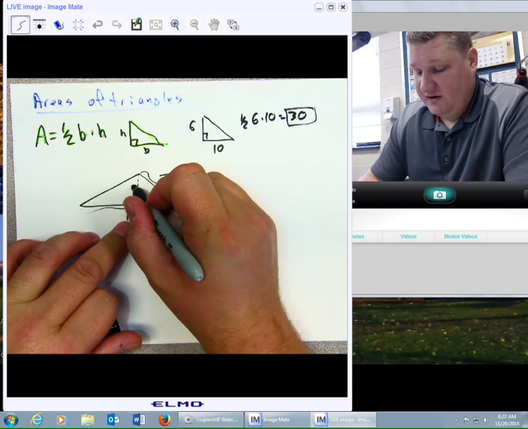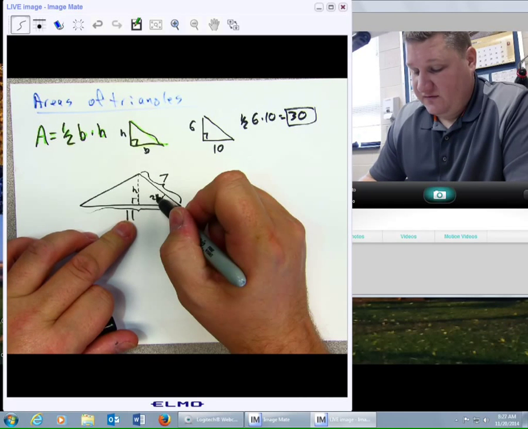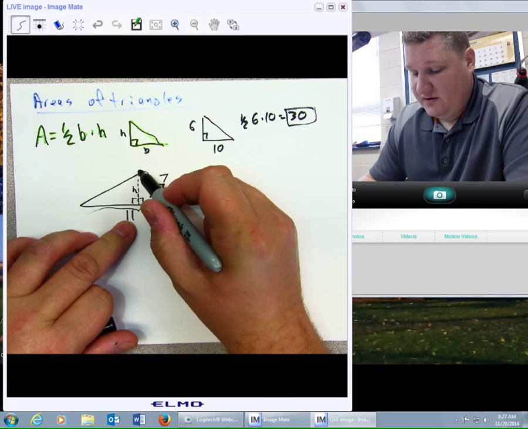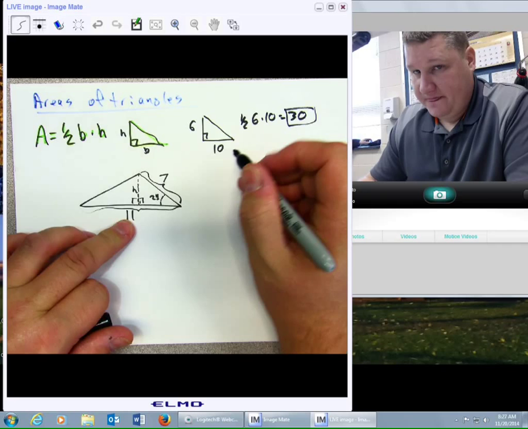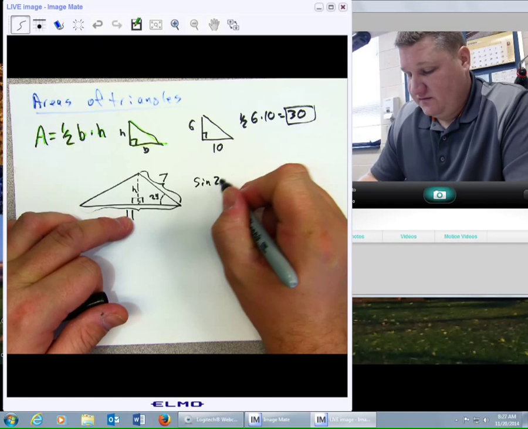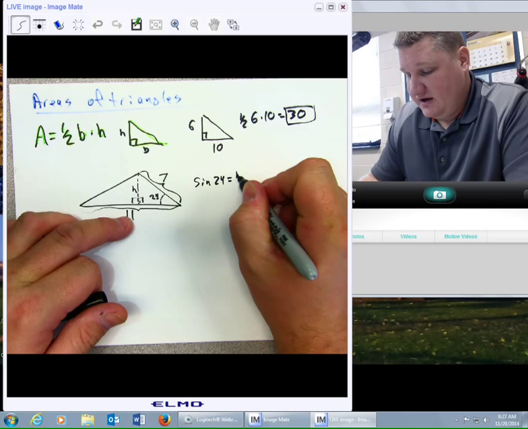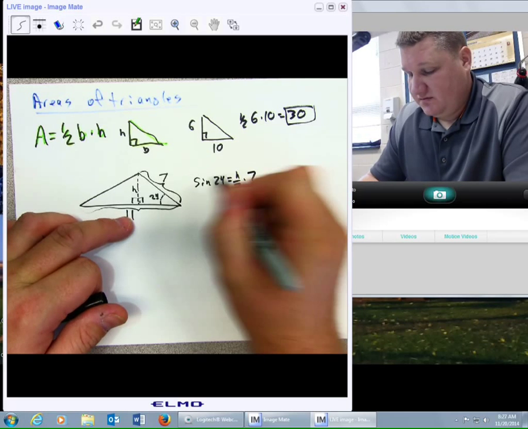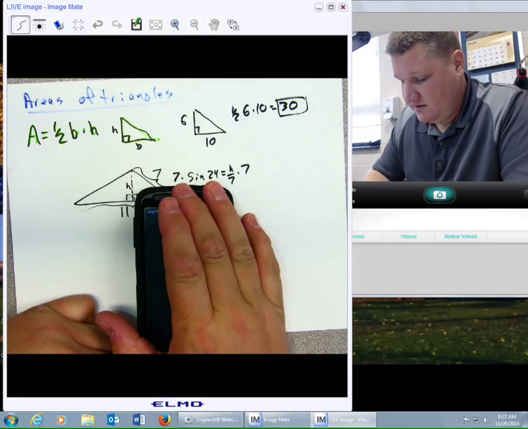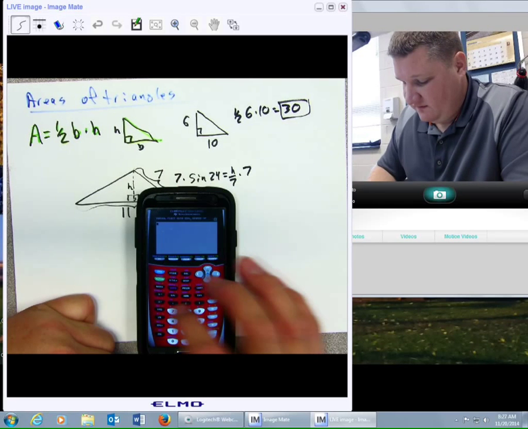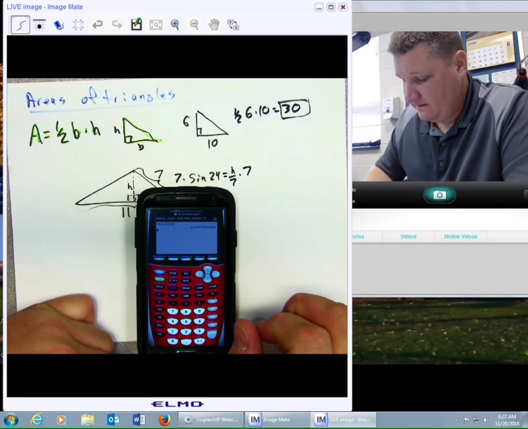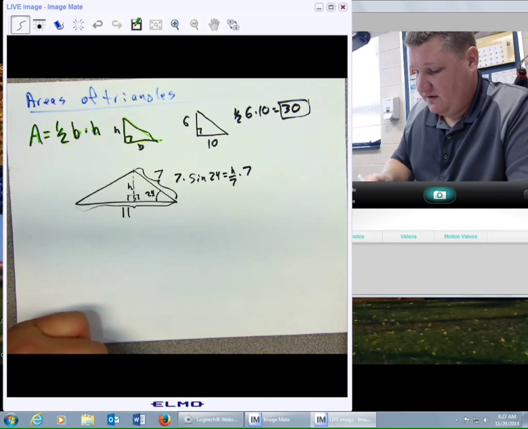So let's find the height here. I have an angle, I have the opposite side, and I have what would be the hypotenuse of this triangle here. So we're going to say sine of 24 equals h over 7. So I'm going to multiply both sides by 7. And now all I have to do is say 7 times sine 24, and I get 2.85.